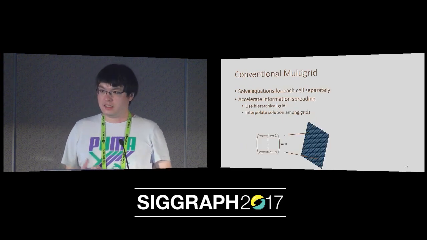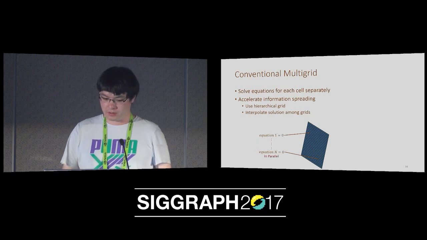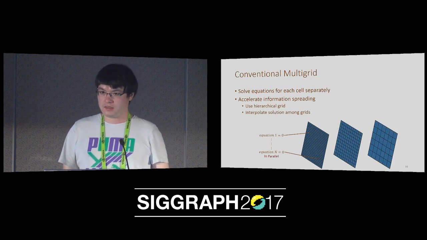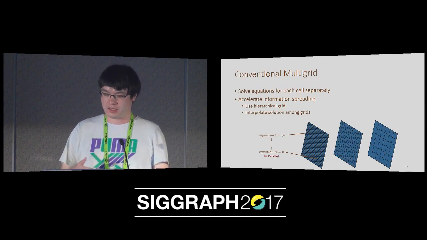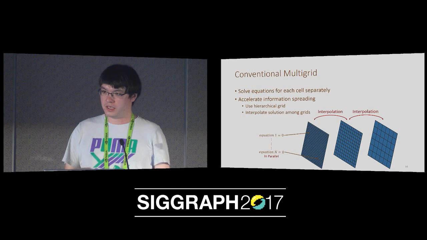So the idea of multigrid is very simple to understand. Let's say we have a system of equations discretized from a uniform grid, and instead of solving this system all at once, we can solve equations related to one grid cell separately and all at once. But the solution for each cell is spread to neighboring cells with the help of a grid cell hierarchy. The solutions of these cells are interpolated back and forth among this hierarchy to accelerate information spreading.